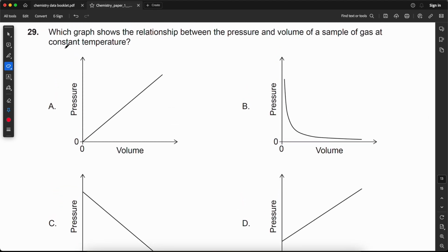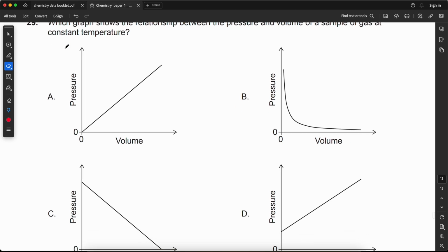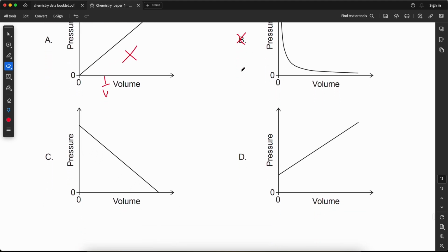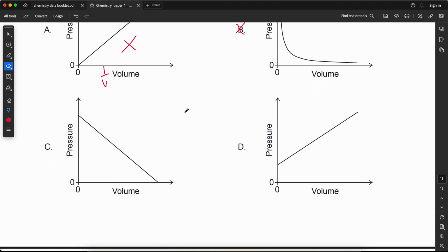Which graph shows the relationship between the pressure and volume of a sample of a gas at constant temperature? Pressure and volume, if this graph, it should be 1 over V when the temperature is constant. So this one is no. The answer is B. And for C, it's not T constant. For this one, it should be T, and volume, it's constant.